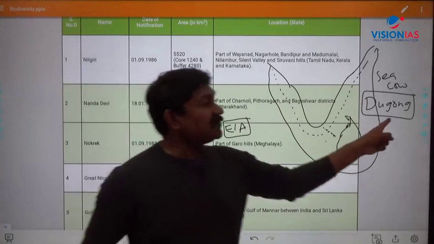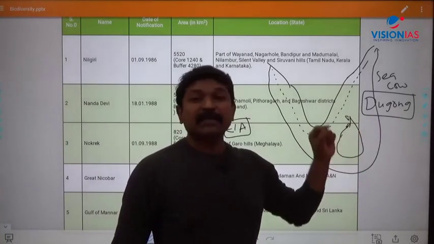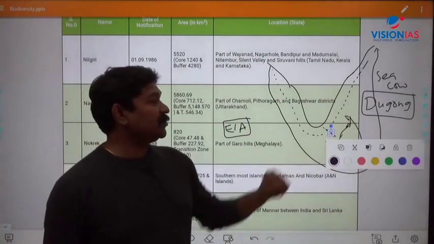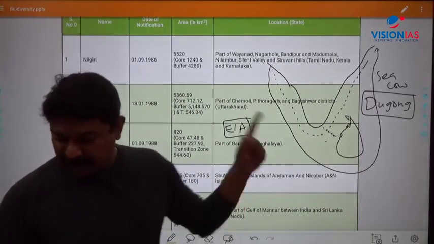Now, we have already discussed this in the concept of keystone species. The name of the species is dugong. Dugong is a very important species you can find in this area. This is the Gulf of Mannar. Come on, the next one.